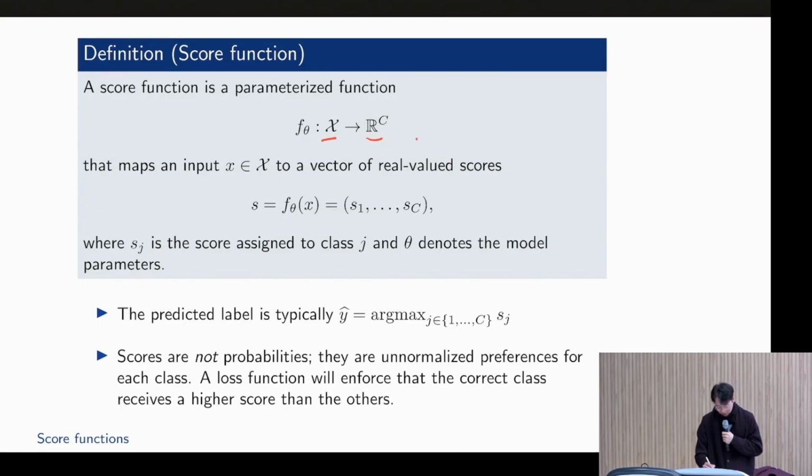So it maps input x to these real vectors, and these vectors are called score vectors, s. And like I said, it's of dimension c. Each element here corresponds to the score that the classifier assigns to a specific class index j. It has parameter theta, and theta is what we are going to optimize. That's the optimization variable.